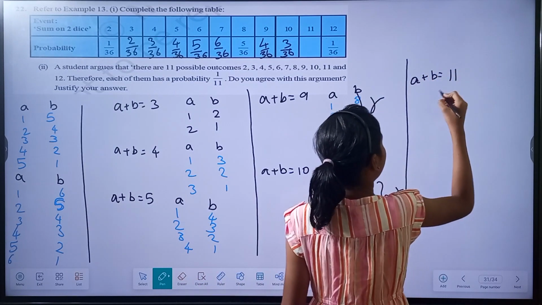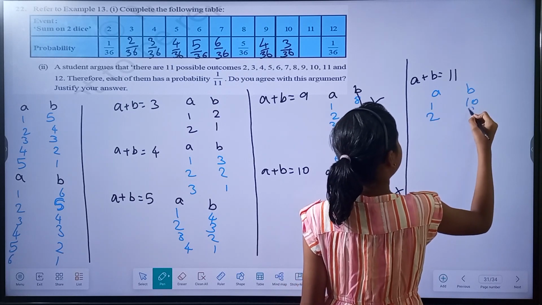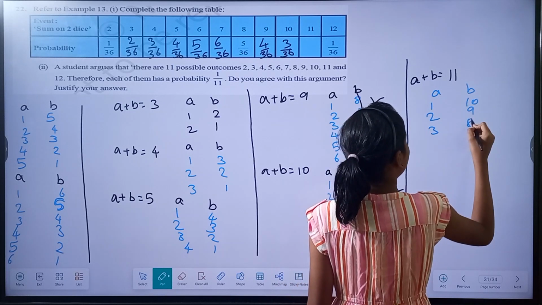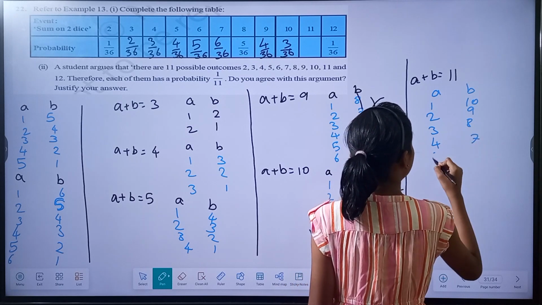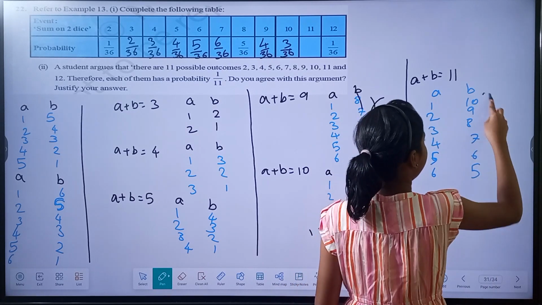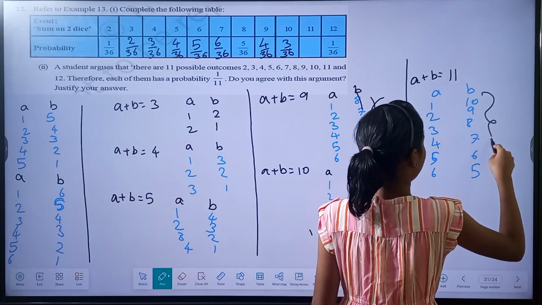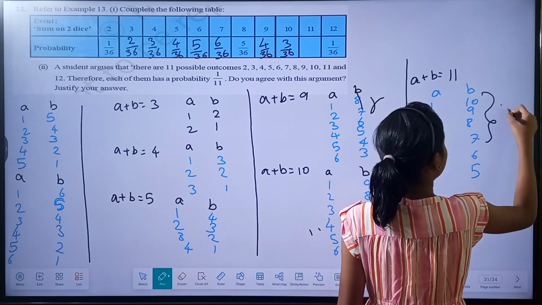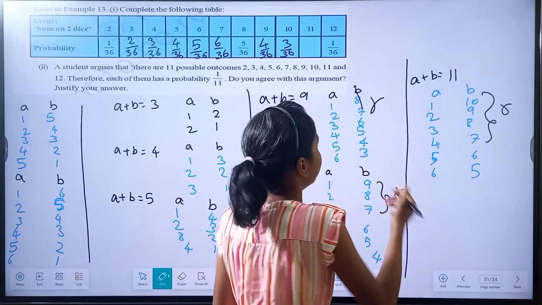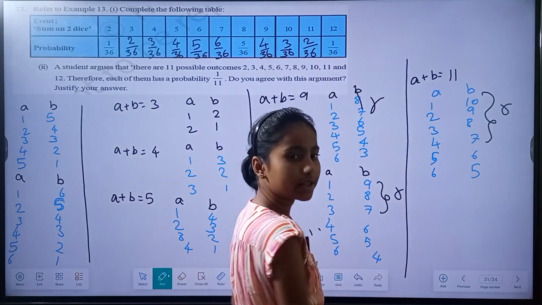11. A comma b. 1, 10, 2, 9, 3, 8, 4, 7, 5, 6, 6, 5. These four are not possible. So we have only two ways for this. 2/36.